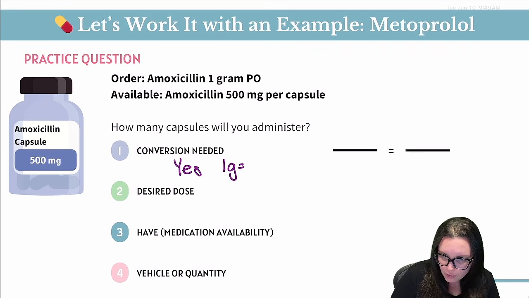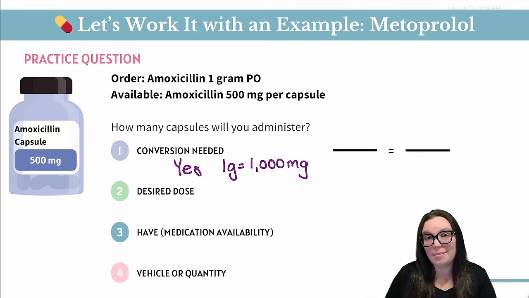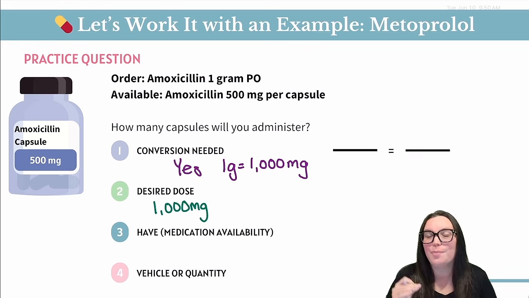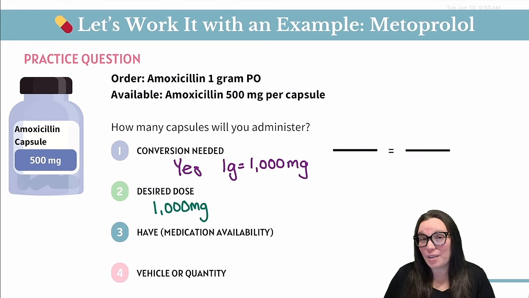We know that 1 gram is equal to 1,000 milligrams. So since the medication is ordered in grams and available in milligrams, I'm going to have to do a conversion for my desired dose. So what I'm going to do is convert my grams to milligrams. 1 gram is equal to 1,000 milligrams, meaning that the desired dose is going to be 1,000 milligrams. Now the rest is easy.